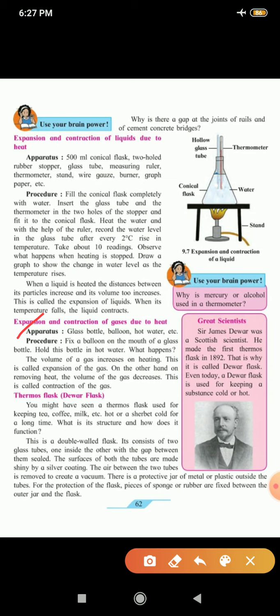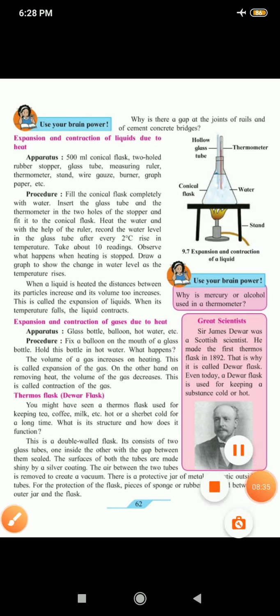This is called expansion of gas. So you can mark that line. On the other hand, on removing heat, the volume of the gas decreases. This is called contraction of a gas. If possible, under the guidance of your parents or elders, you can try to do the simple experiment at home. So we have seen here that liquids expand on heating, solids also expand and gases also expand. Okay, so now let us watch a video based on expansion and contraction of these substances.